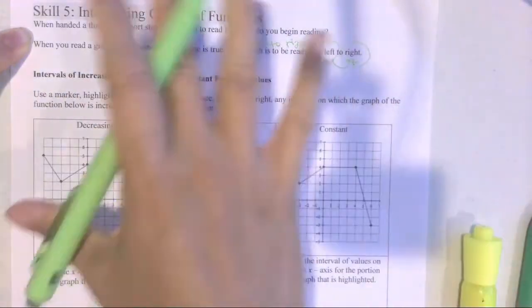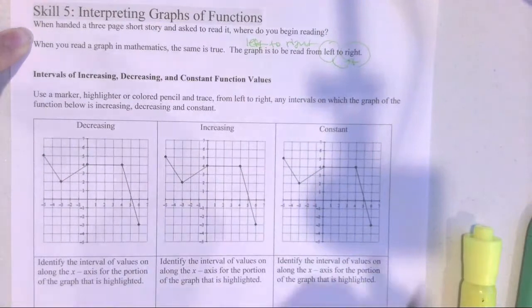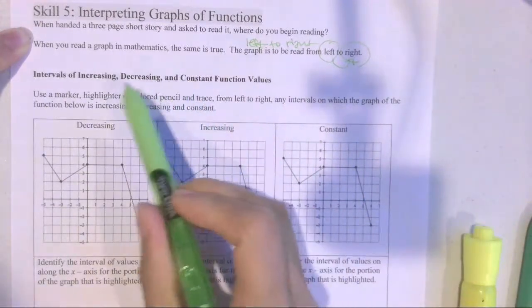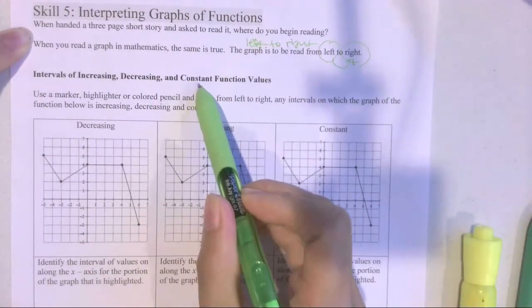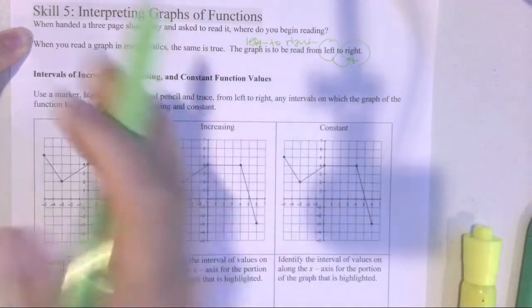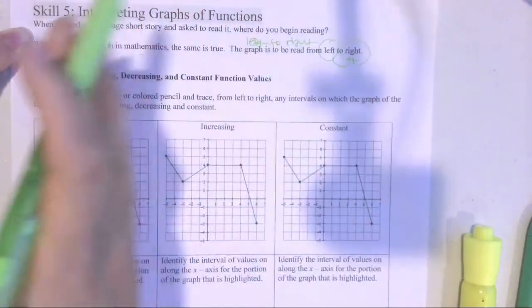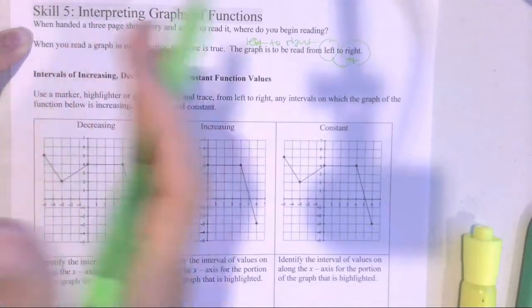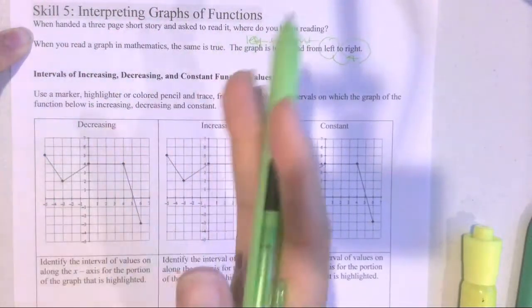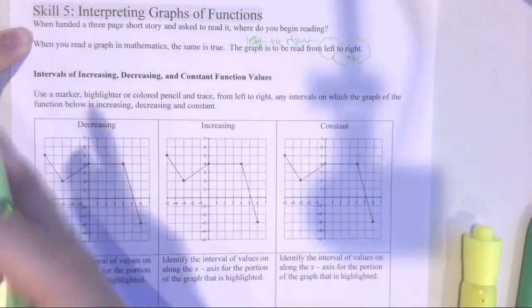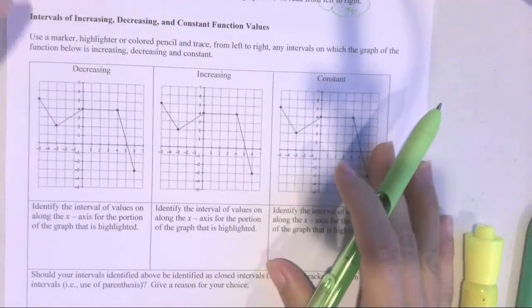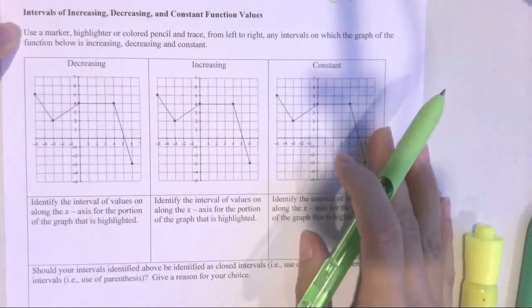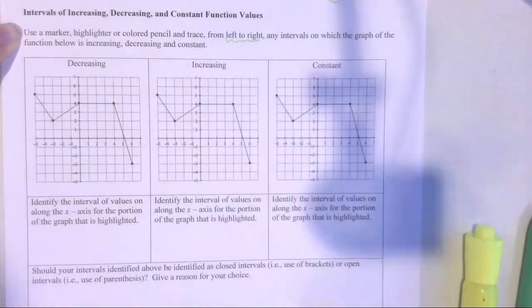Okay, so on the first page, we're going to talk about where your graph is increasing, decreasing, or constant. So the key here is please read it from left to right. If it's increasing from left to right, that's where we're going to mark it. If it's decreasing from left to right, or constant from left to right. Alright, so use a marker, highlighter, or colored pencil, and trace from left to right any interval on which the graph of the function below is increasing, decreasing, or constant.